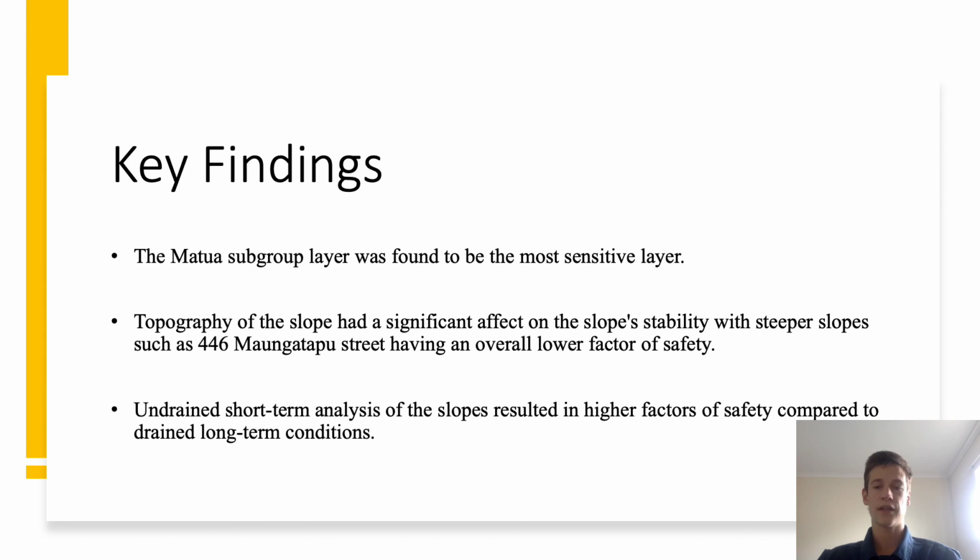Through sensitivity analysis of each layer within the slopes, the Matua subgroup layer was found to be the most sensitive layer. The topography of the slope had a significant effect on the slope stability, with steeper slopes such as the 446 Maungatapu Street slope having an overall lower factor of safety. Undrained short-term analysis of the slopes resulted in a higher factor of safety compared to that of drained long-term conditions.